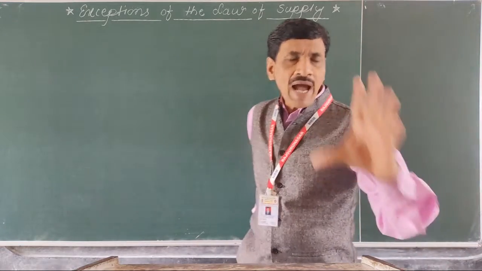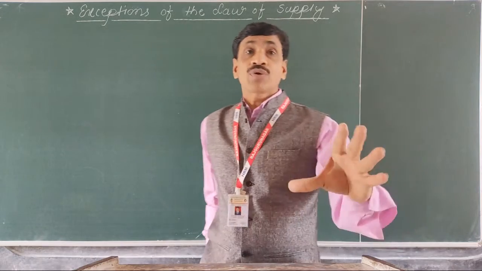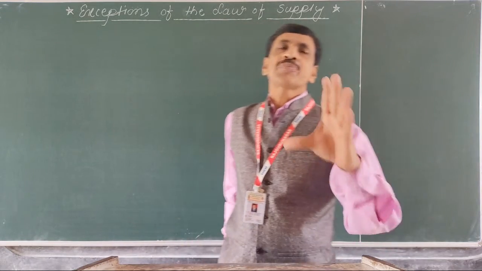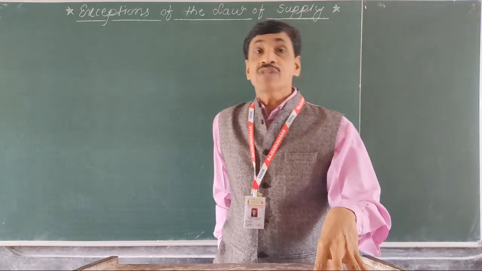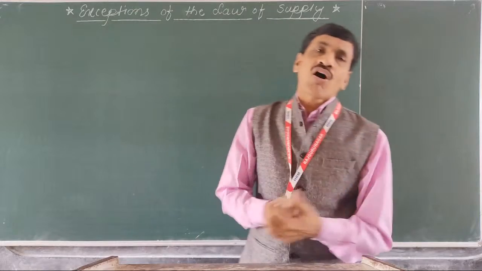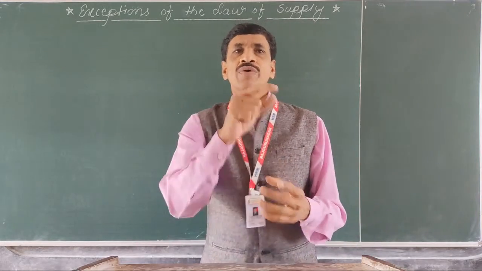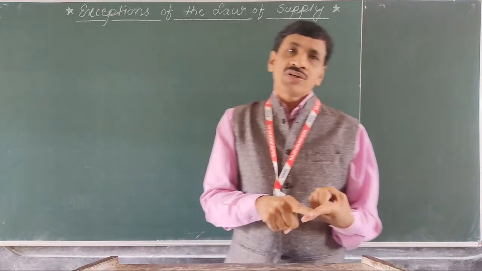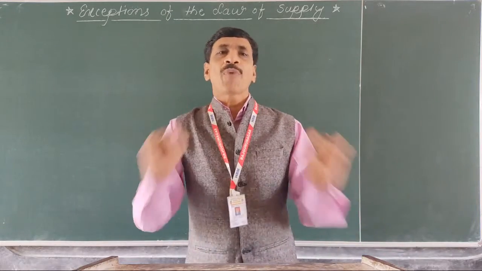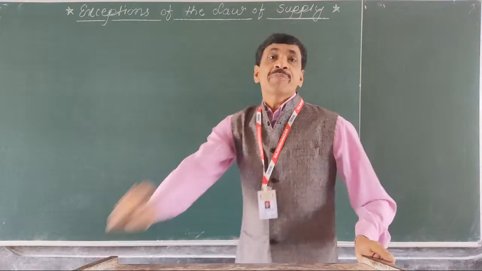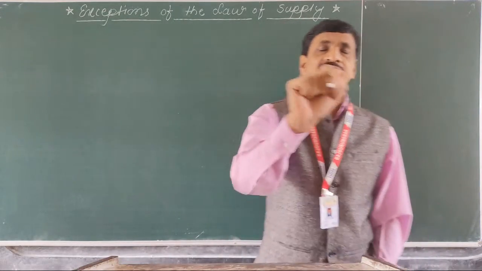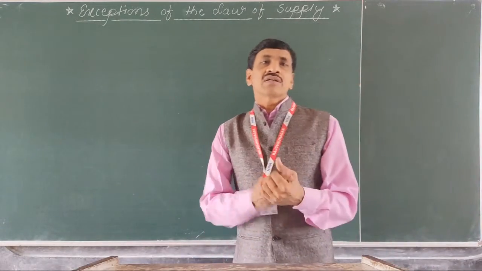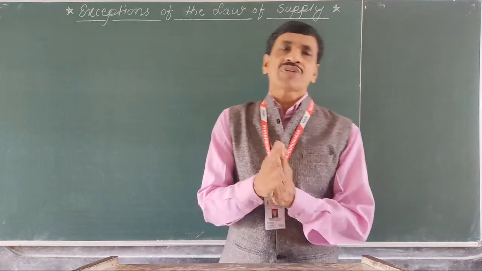The main highlight of the table or schedule is that there is a direct relationship between the price and quantity supplied. Also, the main feature of the supply curve is that its slope is upward from left to right. In other words, the slope of the supply curve is positive because there is a direct relationship between price and quantity supplied. Then we studied very important assumptions to the law of supply in the last lecture.